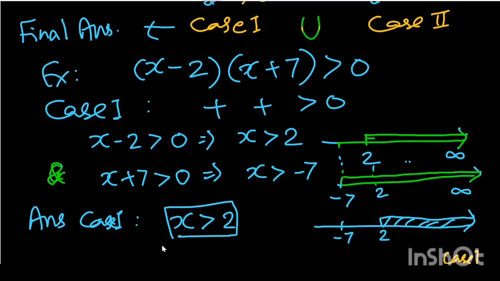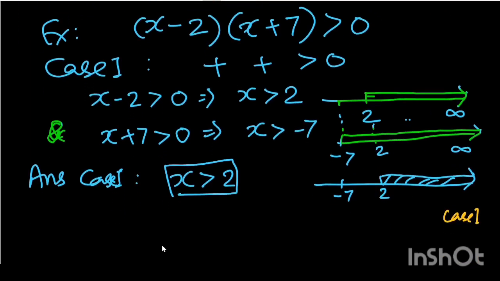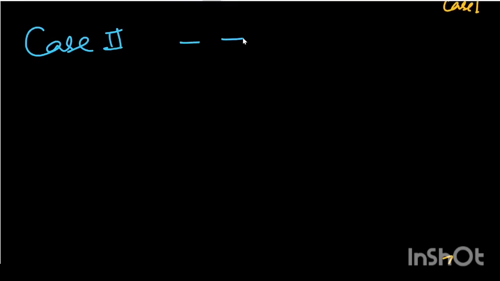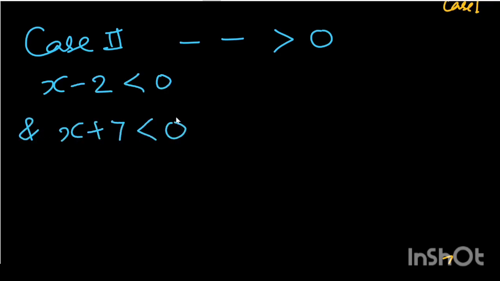Now for case 2, what will we impose? Yes, minus into minus should be positive. So x minus 2 should be negative, and x plus 7 should be negative. X minus 2 less than 0 will give in the next step x less than 2, and if you plot it on the number line, it would be lesser than 2.